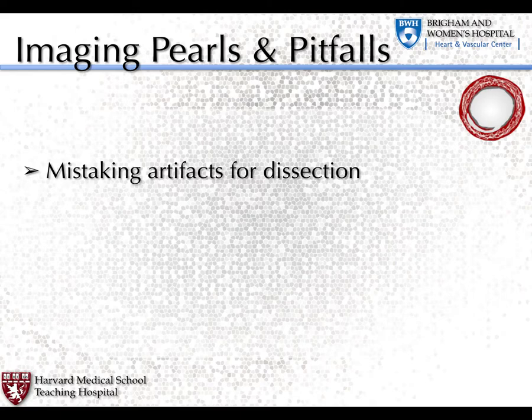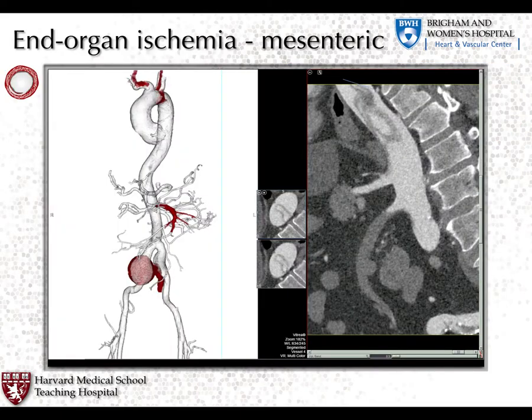So let's review some imaging pearls and pitfalls. We'll look at artifacts. Quick question about the end organ ischemia. What if it's just tiny, like it's just underperfused because of the difference in the flow? Like if you do delayed imaging? Yeah, you'd want to do a delayed scan to make sure that it's actually thrombosed, as opposed to... Definitely. Okay. Yep.